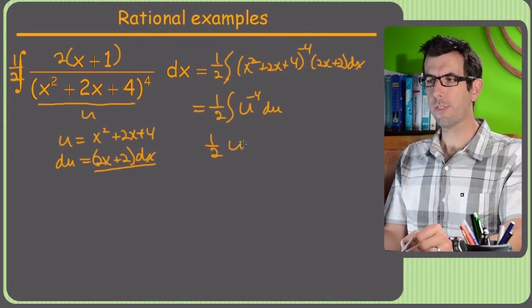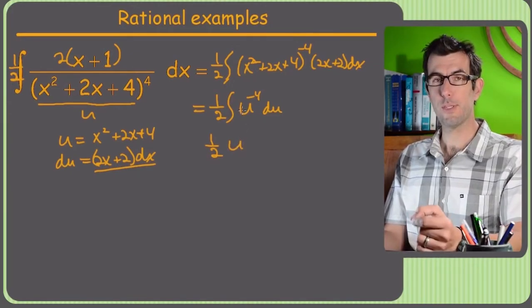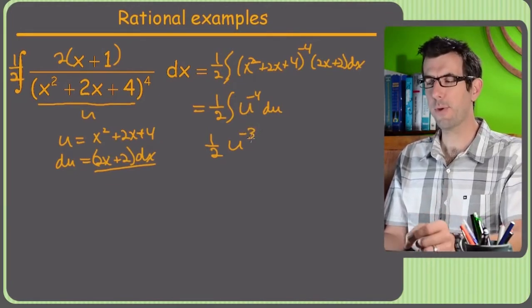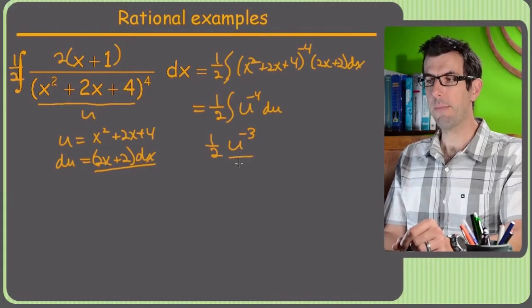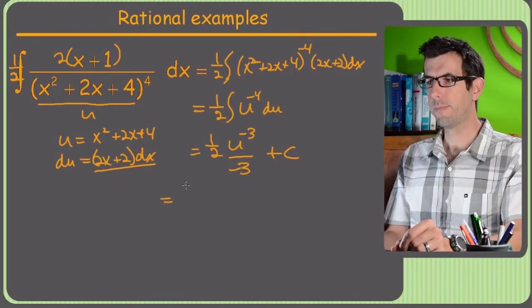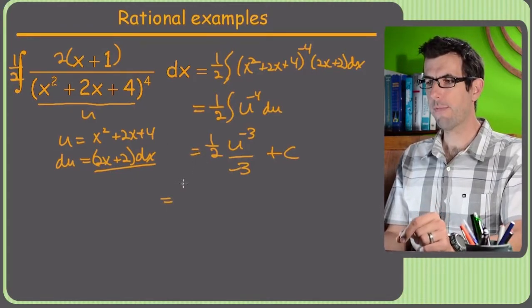So our new power is just 1 more. Remember, this is where it gets tricky. The negative 4th power, really you're adding 1 to it, which makes it negative 3. It's almost like a smaller exponent in a way, if you ask me, but hey. Then we divide by the new power, which is negative 3, and of course add plus c. So we still have our 1/2 out front. 1/2 times negative 3, though, is negative 1/6.